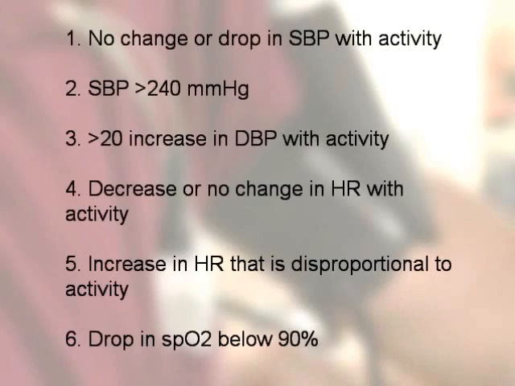Important signs to watch for with this population include no change or drop in systolic blood pressure with activity, systolic blood pressure greater than 240 mmHg, diastolic blood pressure that increases greater than 20 mmHg with activity, a decrease or no change in heart rate with activity (however, a patient's medication should be taken into consideration), an increase in heart rate that is disproportional to the activity, and lastly, a drop in the patient's blood oxygen saturation to below 90%.